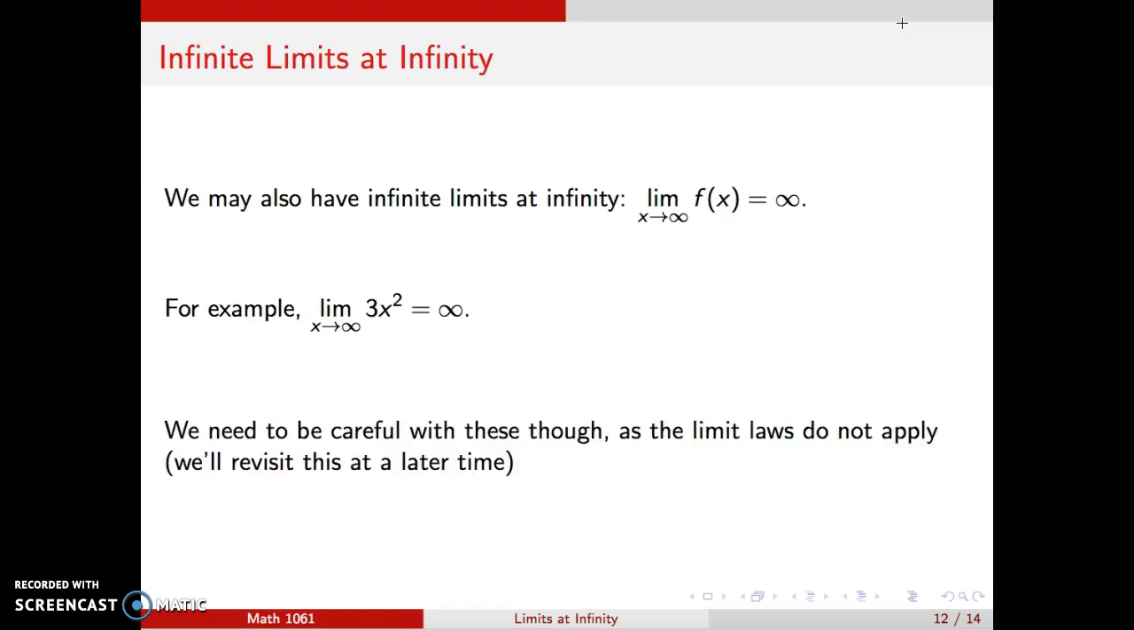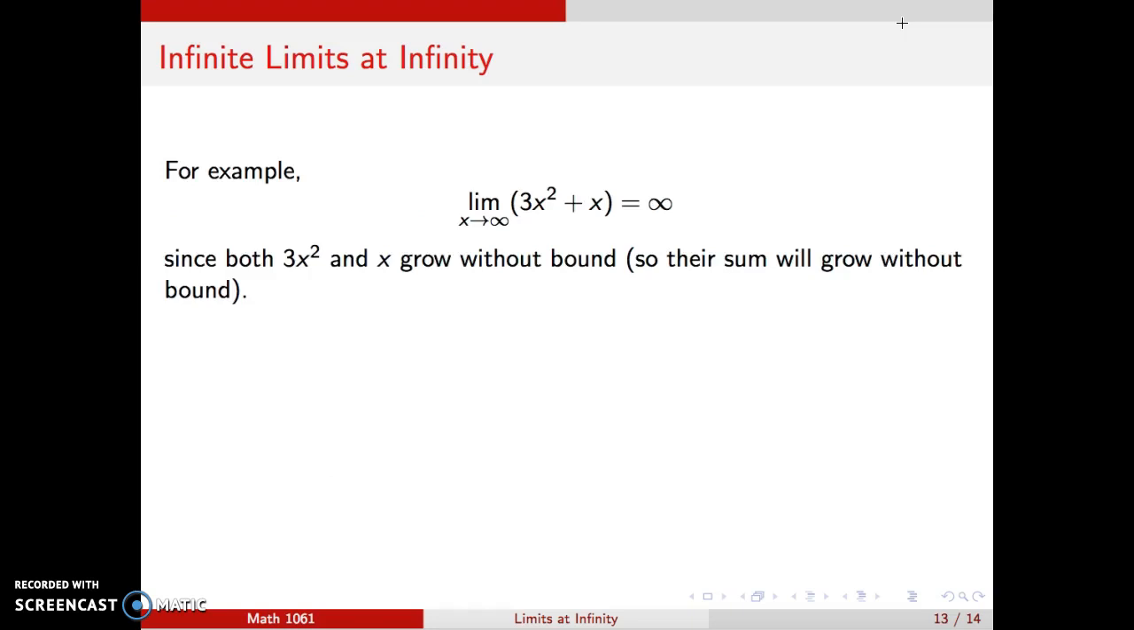When we do look at infinite limits at infinity, we do have to be careful because these limit laws that we have do not always apply. So for example, if you had something like this, now 3x squared goes to infinity as x goes to infinity, and so it would be something like infinity plus infinity. Well, this whole thing is just getting bigger and bigger, so that makes sense. We don't really have an arithmetic for infinities. We'll talk more about this down the road. But infinity plus infinity, I guess, makes sense to say it's infinity.